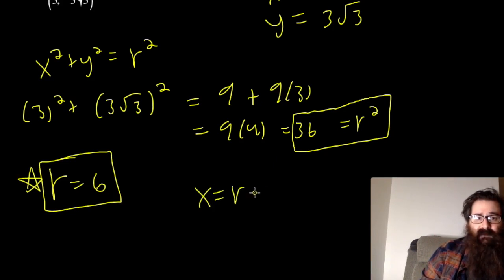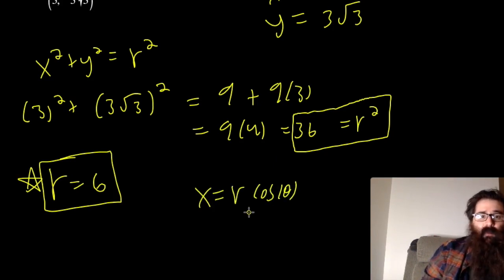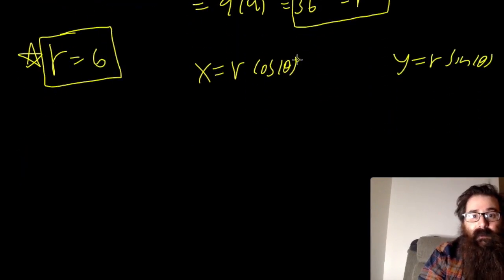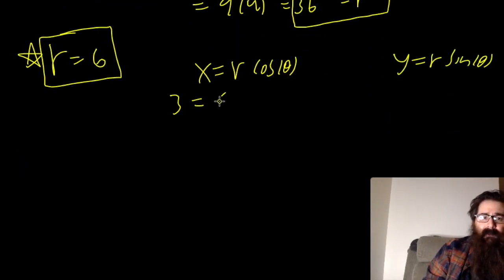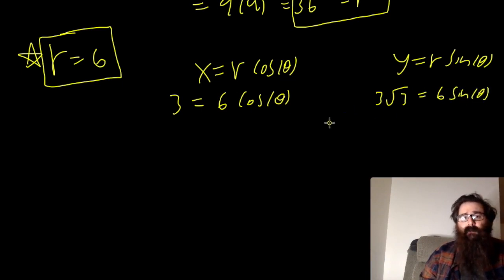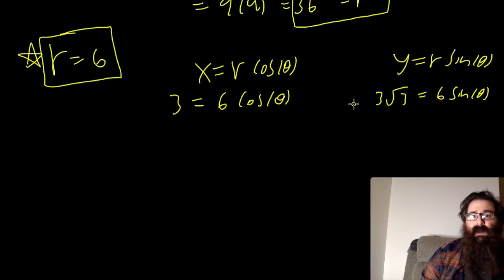Remember, x is r cosine theta, and y is r sine theta. And I know what r is, and I know what x and y are. We have x is 3, so here I get 3 equals 6 times cosine theta, since r is 6, and y was 3 times square root 3, and that's equal to 6 times sine theta. I would prefer to work with these two identities together than with some inverse tangent function, because I want to find a value for theta that satisfies both of these, and then I don't have to worry about which branch of tangent I'm working in.